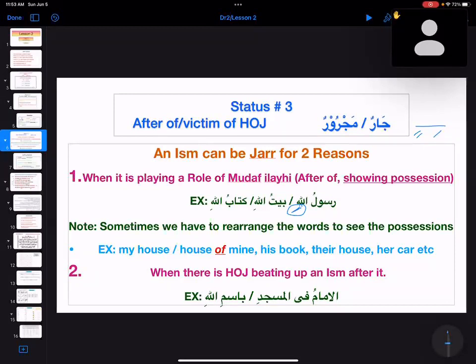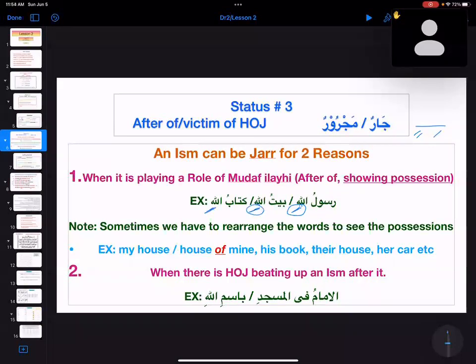Next one is Baitullahi. Now again, this Bait belongs to who? Allah, house of Allah. So that's why the Allah word is jar in status. Then Kitabullahi. So the book belongs to who? Allah. So that's why the word Allah is jar in status. Kitabullahi. Everyone is clear on that?